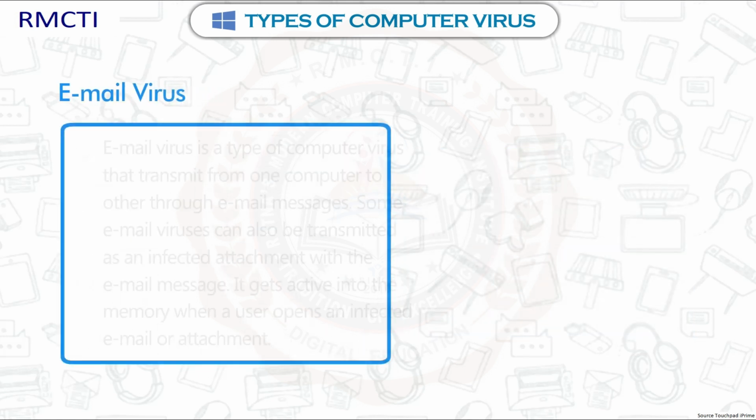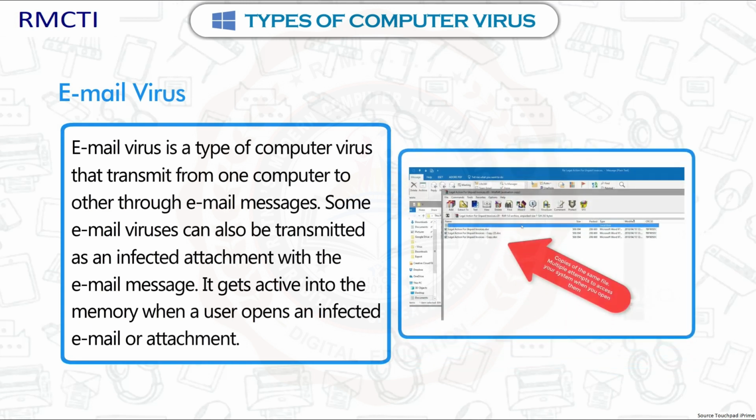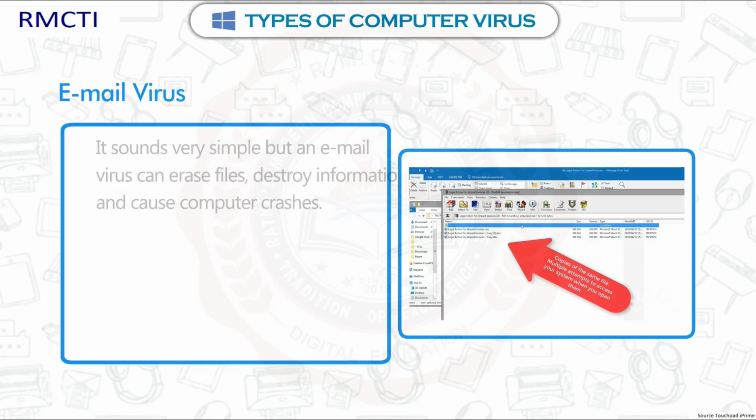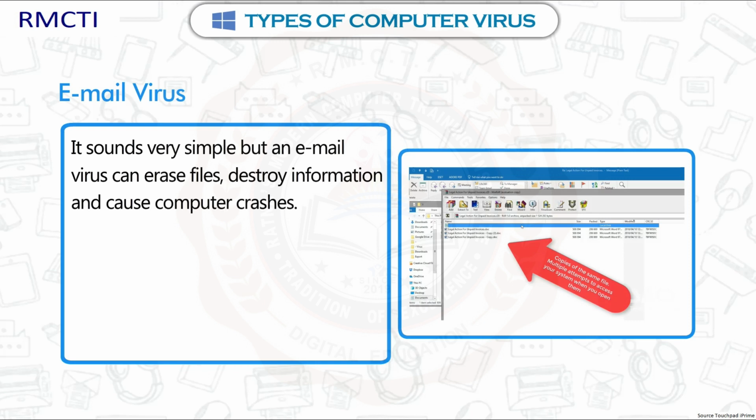Email virus. Email virus is a type of computer virus that transmits from one computer to another through email messages. Some email viruses can also be transmitted as an infected attachment with the email message. It becomes active in the memory when a user opens an infected email or attachment. It sounds very simple, but an email virus can erase files, destroy information, and cause computer crashes.